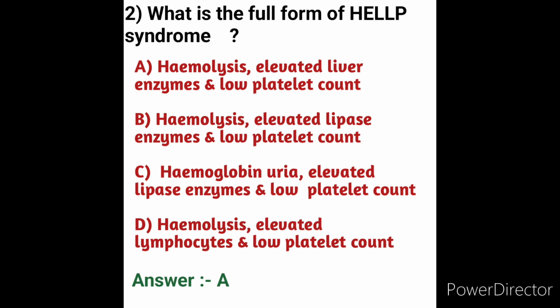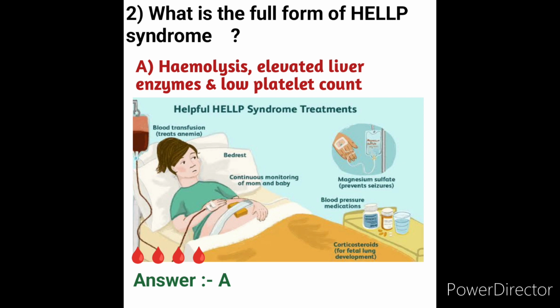HELLP syndrome is a rare pregnancy complication. It usually develops before the 37th week of pregnancy. It is a type of preeclampsia that causes elevated liver enzymes and low platelet count. So option A is the correct answer: hemolysis, elevated liver enzymes and low platelet count.